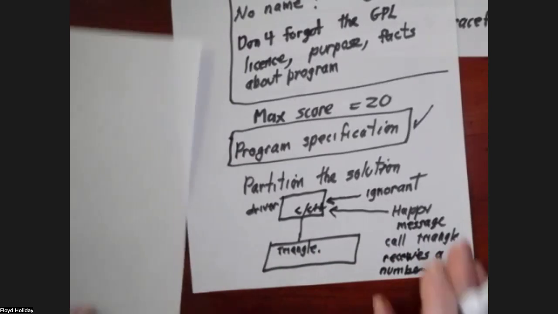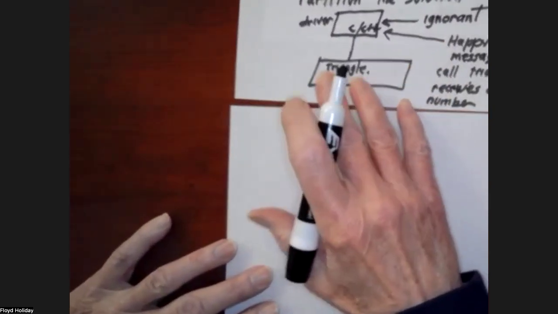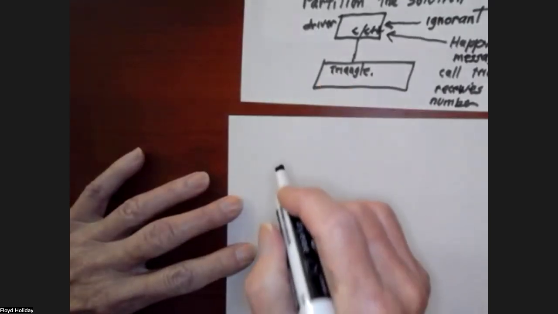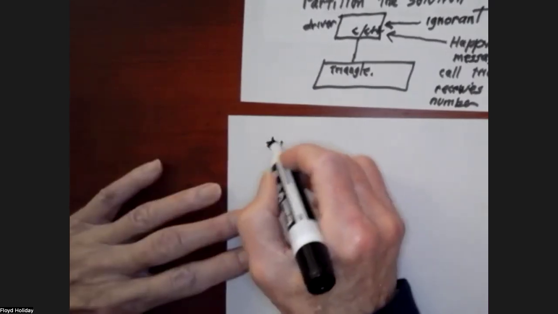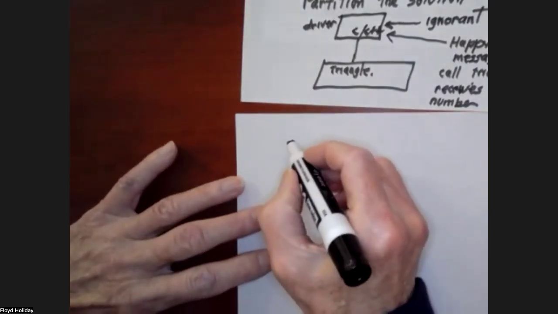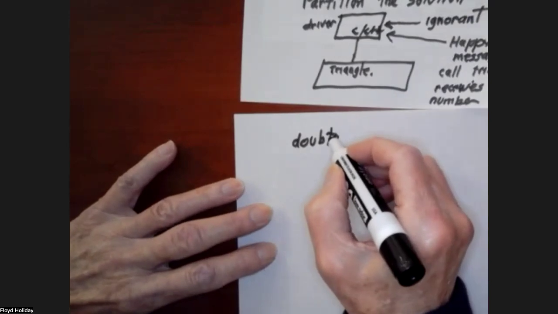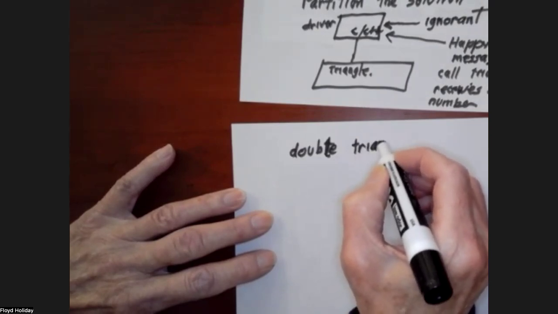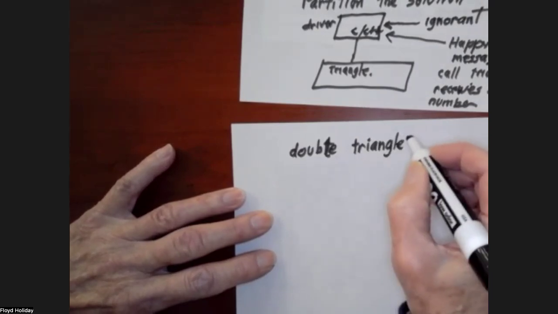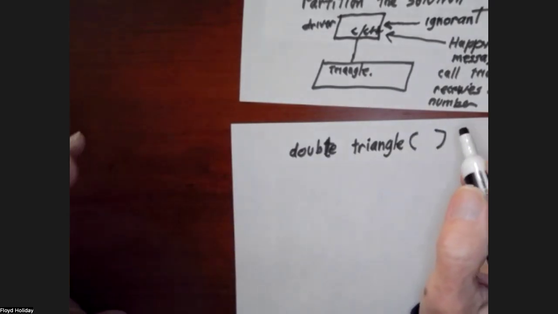Now, triangle has a lot of work to do. That's really where this course starts, with triangle. Oh, you know what, it has a prototype too. Prototype for triangle. It's going to return a double, sorry, double triangle. It receives no parameters passed to it when it's called, but it does return a double.